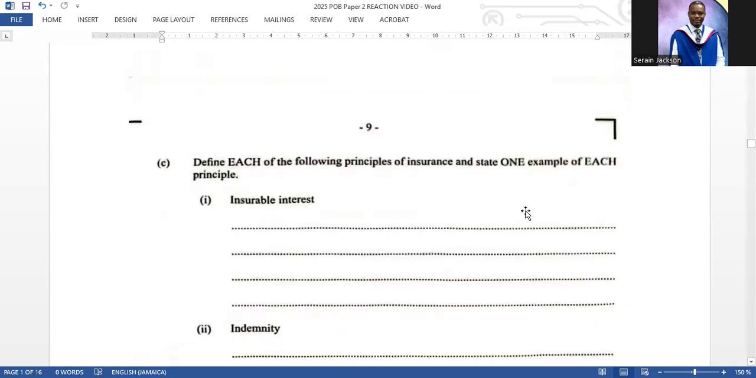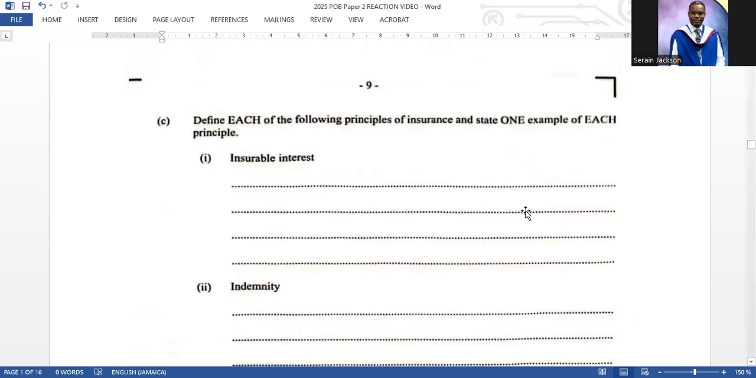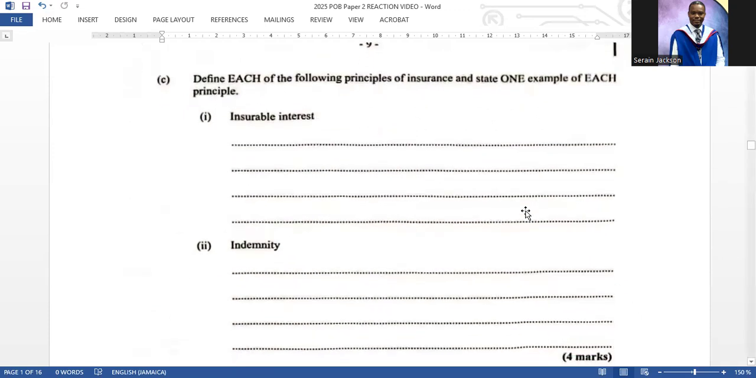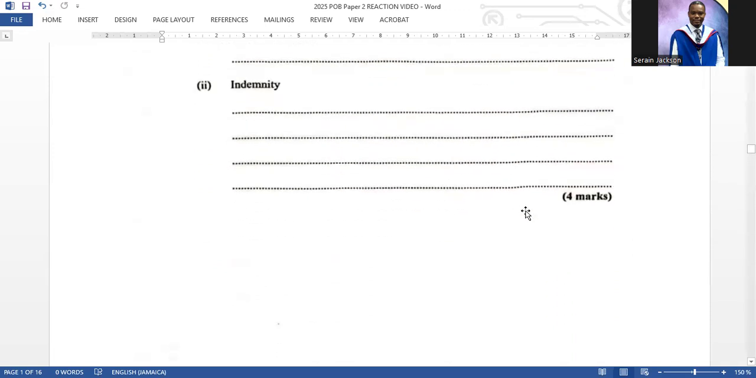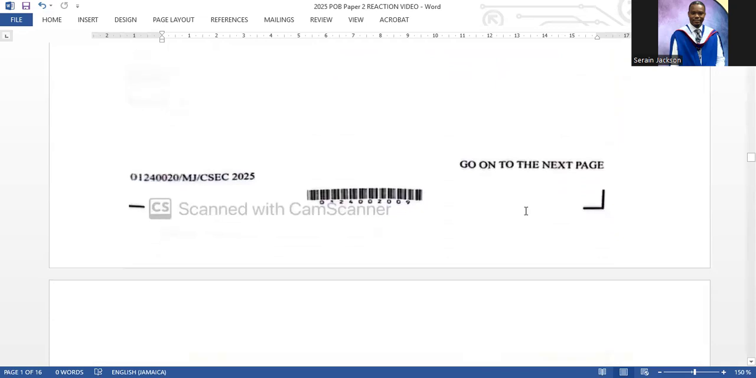Define each of the following principles of insurance. My word. Some of you guys must be wondering if I was inspired to make that video just before the exam. I don't know, but it just came to my mind. So you're asking us to define the principles of insurance: insurable interest, indemnity. Those are principles of insurance.